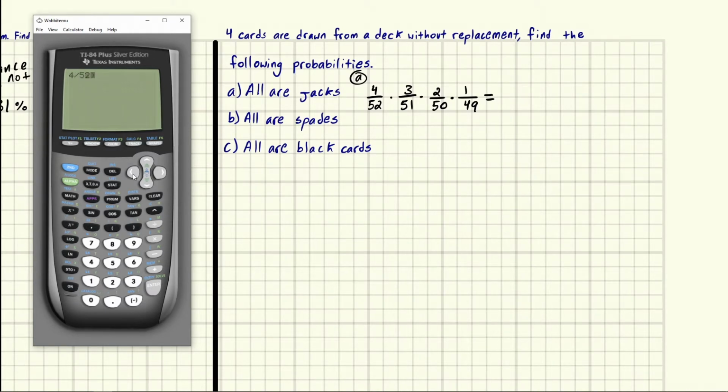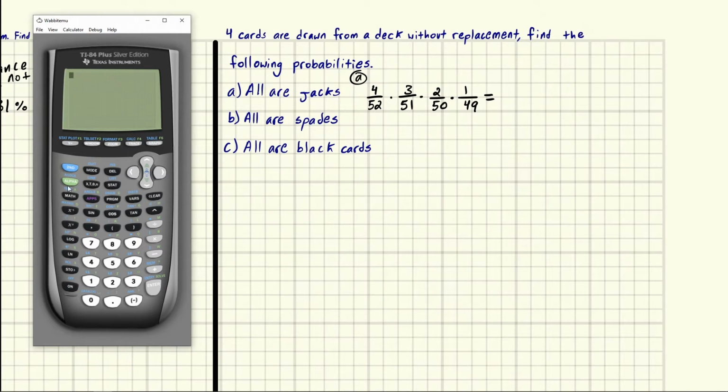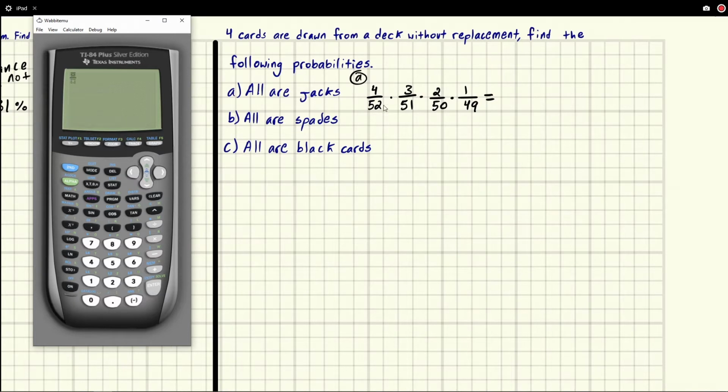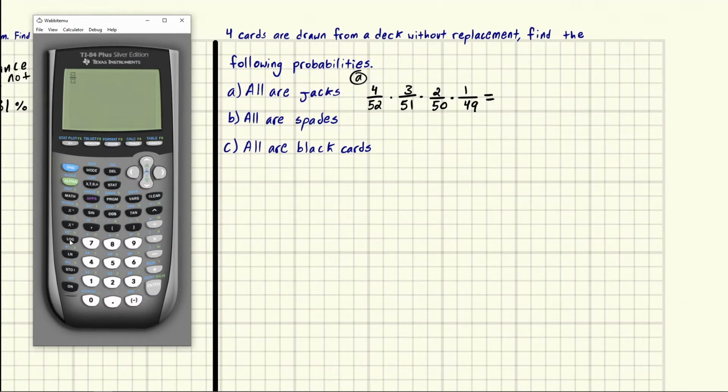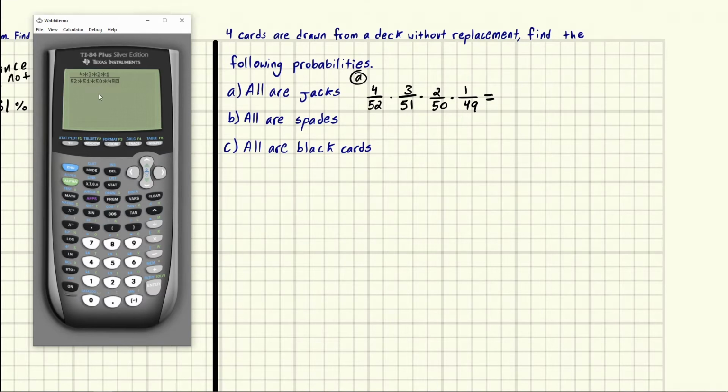There are a couple of ways to put this in the calculator. I'm going to do it using a fraction. You can type these all in individually, but if you've got one of these, you can hit the green key, go to the F1 menu, and type a fraction. It's easier. When we multiply fractions, you multiply straight across. So this is the same thing as 4 times 3 times 2 times 1, or 4 factorial, over 52 times 51 times 50 times 49. There's actually a fast way to do this as well if you use permutations, but we're going to type it in the way that everyone else does for now.